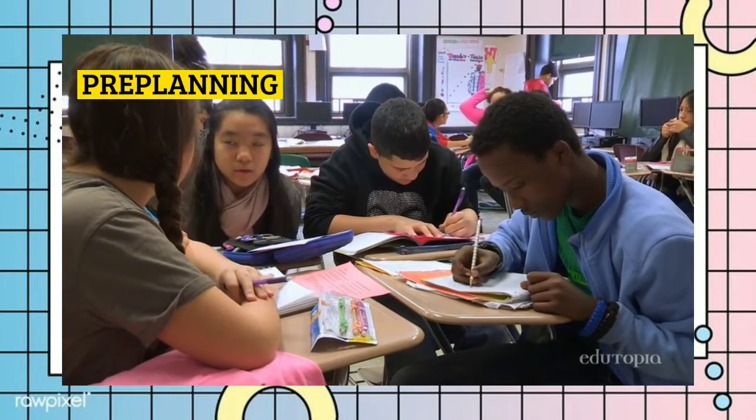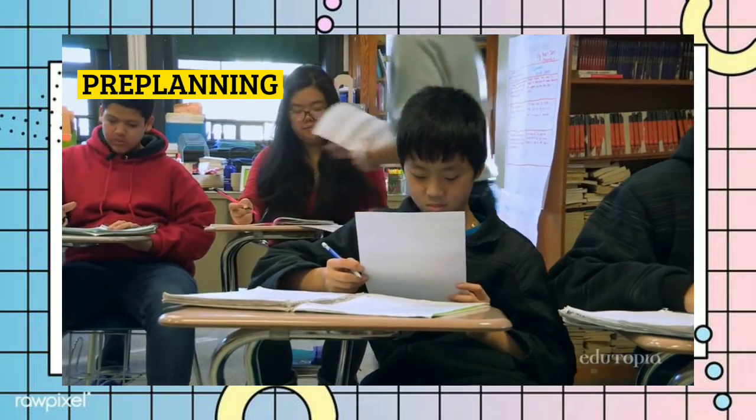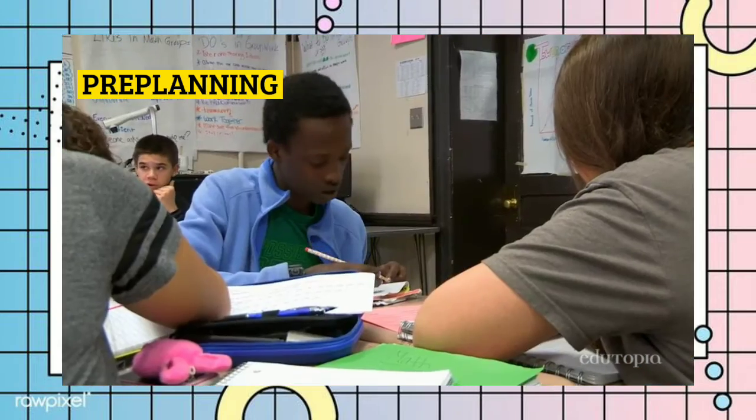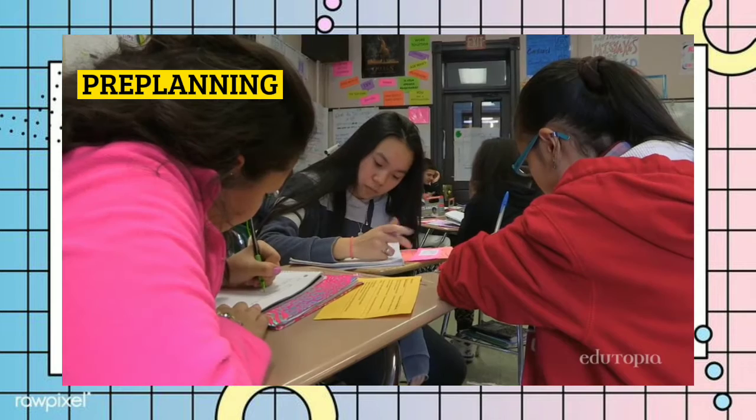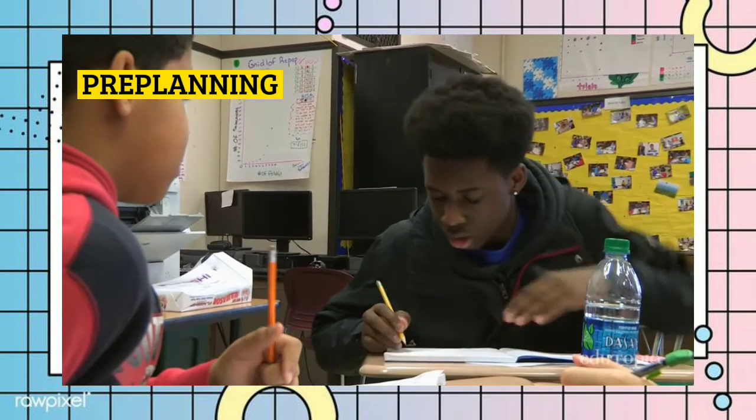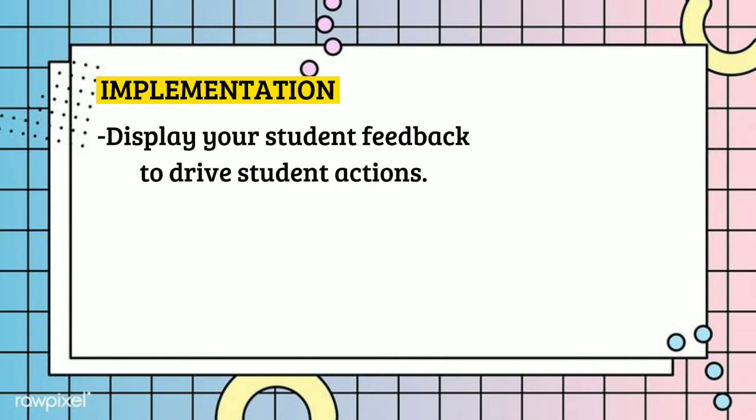I do not want to see students working on problems individually, copying answers from others without understanding the work, or having lengthy off-task conversations. Second is implementation. During implementation, display your student feedback to drive student actions. This way, students understand the implications of their actions and words as they work.